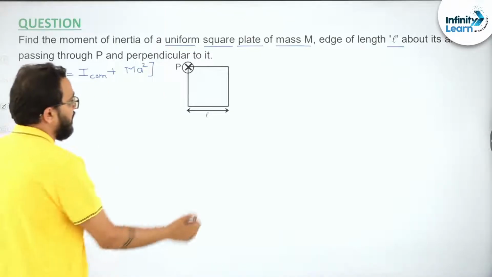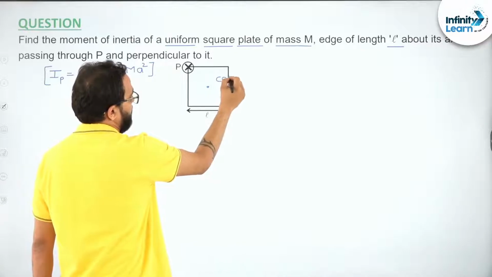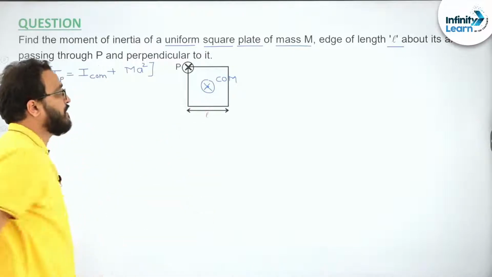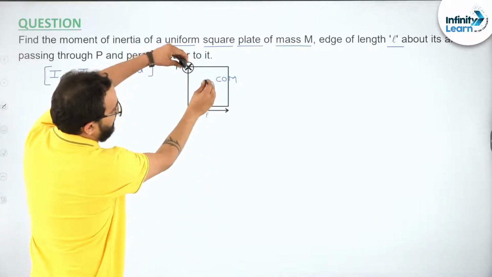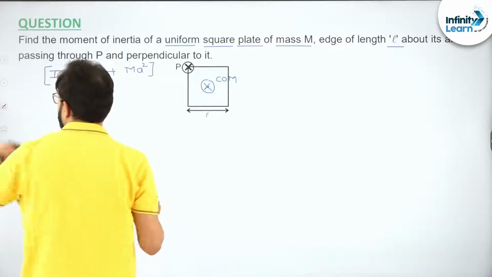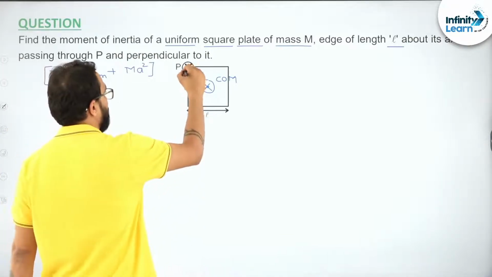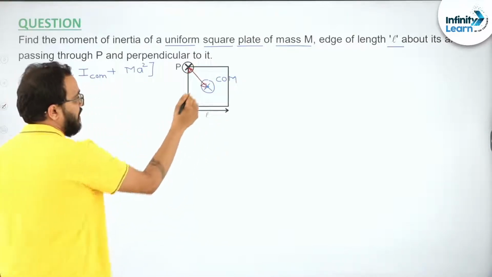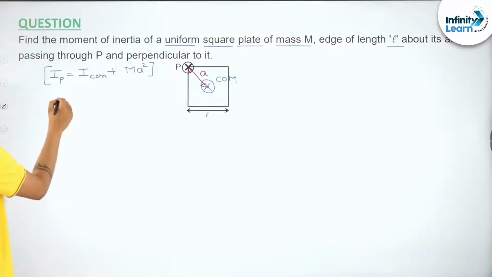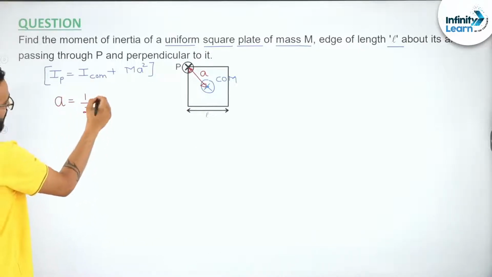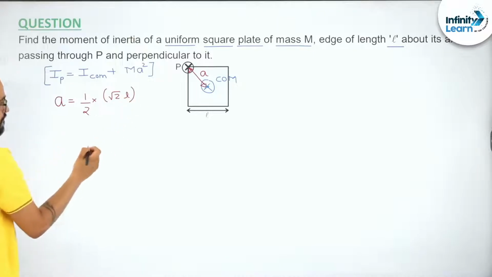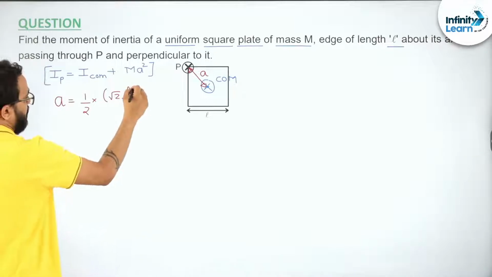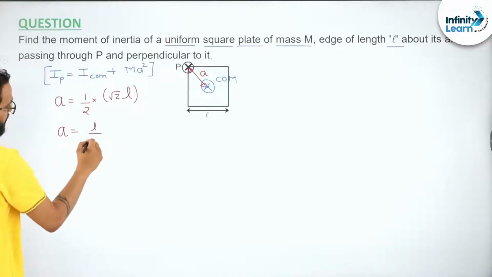Now you tell me, where is the center of mass? You will say, sir, this is the center of mass. So we should have one more axis parallel to axis P passing through the center of mass like this. Can you see that these two axes are parallel to each other? Now what is the perpendicular distance between these two axes? You will say, sir, this is the distance. So this is half of the diagonal. This is A, and A is nothing but half of the diagonal. What is the diagonal? Root 2 L. So A will become L by root 2.